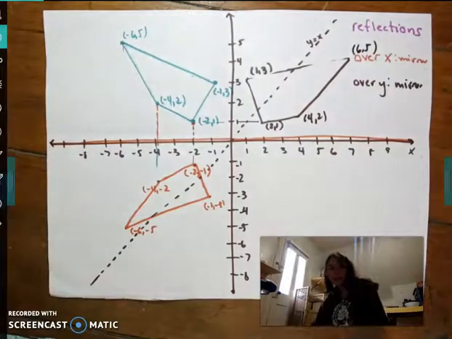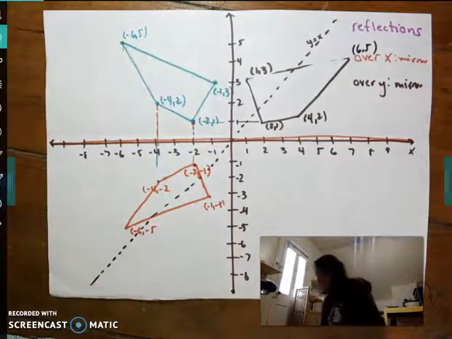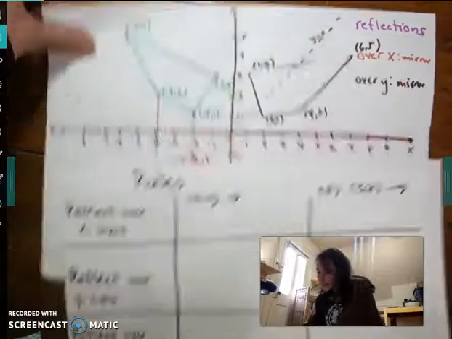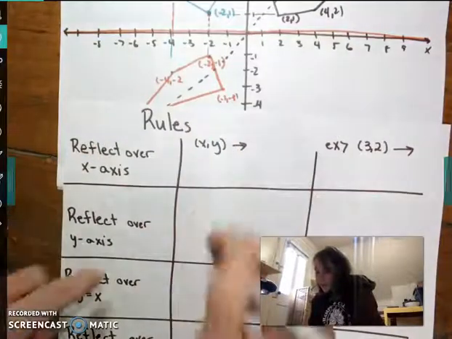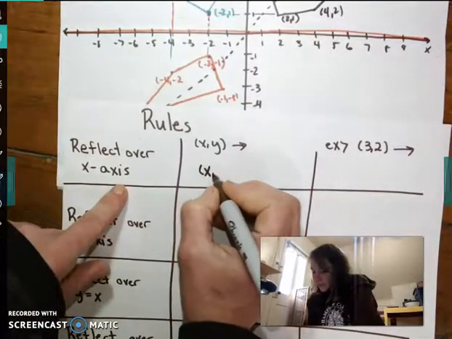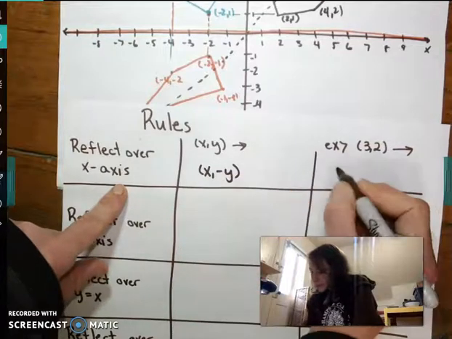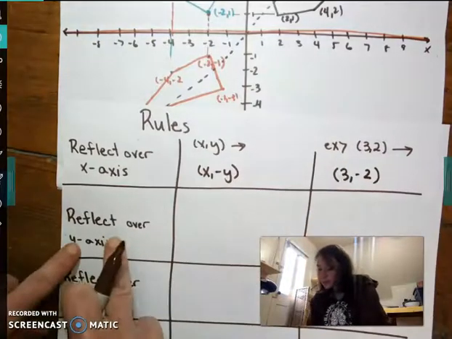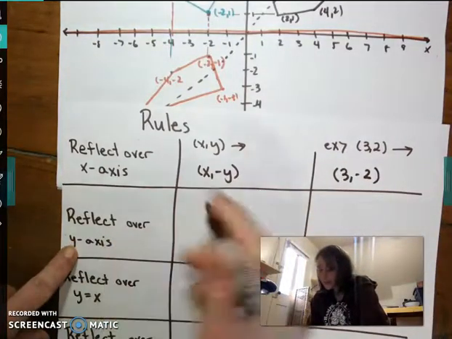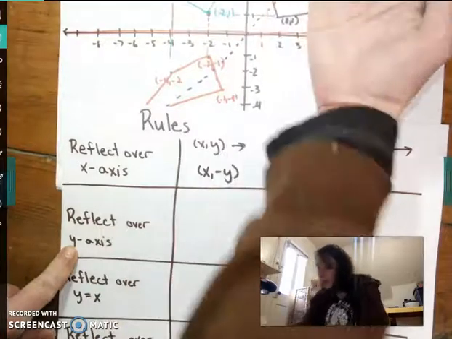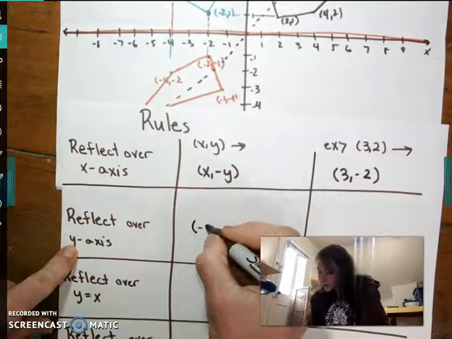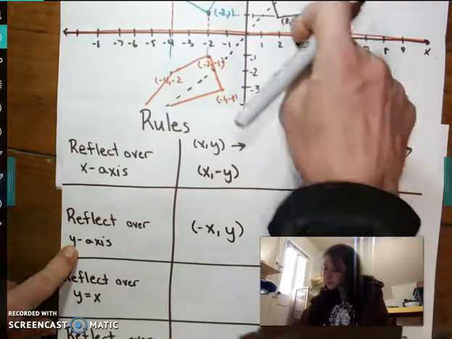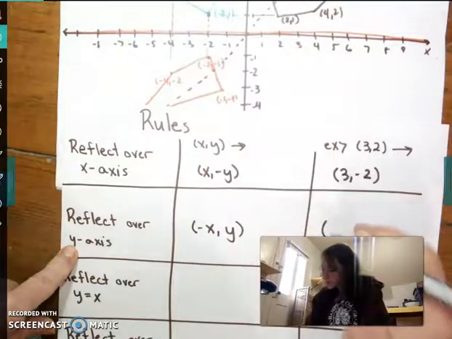So let's write down the rules that we've got so far. To reflect over the x-axis, we change the y value to be negative. So 3, 2 would change to 3, -2. To reflect over the y-axis, we change the sign of the x-coordinate. So x would switch to the opposite sign. So 3, 2 would become -3, 2.